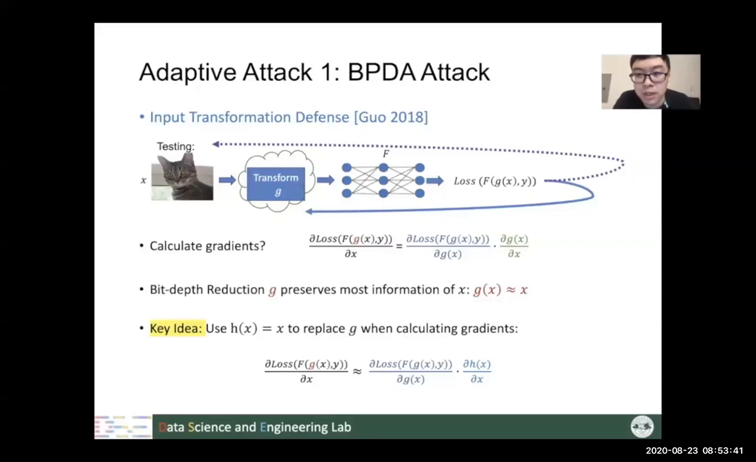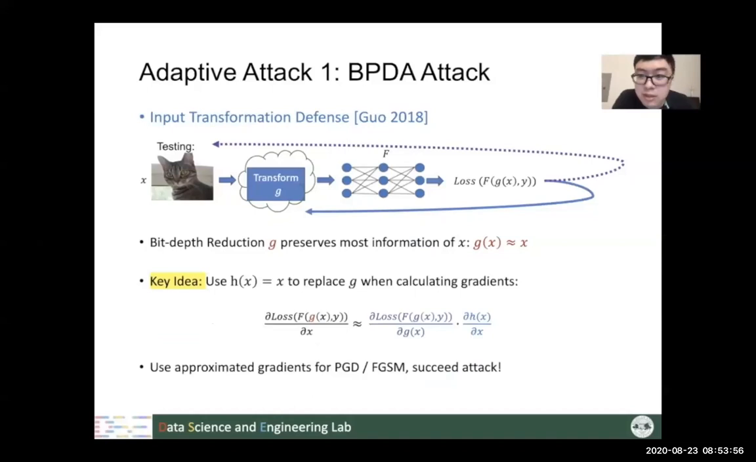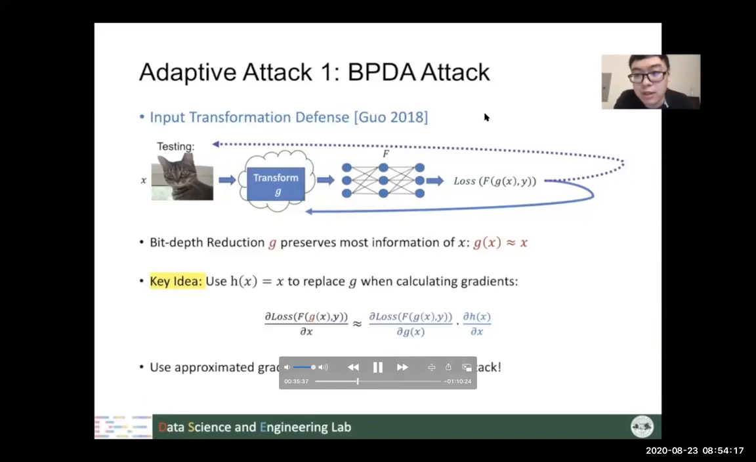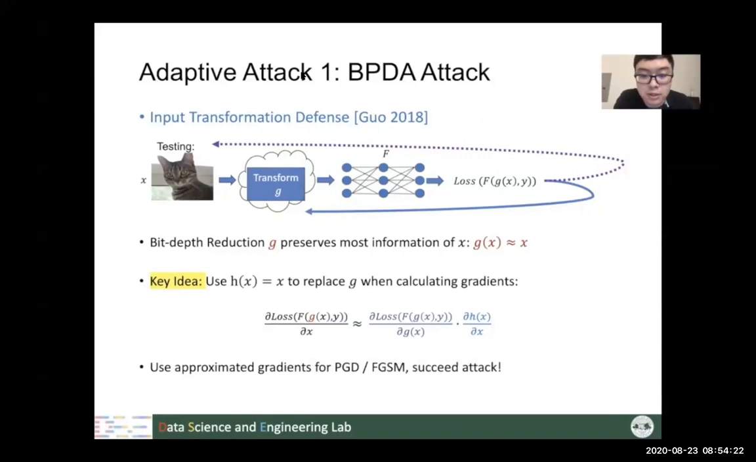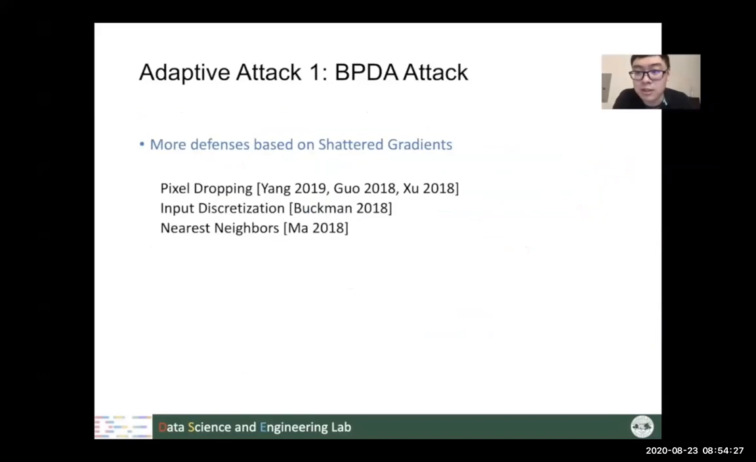By calculating the gradients this way, they have an approximation of the gradients. And the experimental results show that these approximated gradients can offer much useful information for the attacker, and that they have a high possibility of finding adversarial examples. So in this way, the BPDA attack can successfully attack the defenses based on input transformation. Actually, there are more defense methods which are similar to input transformation, or also based on shattered gradients. You can always try to use this BPDA attack to test their safety.